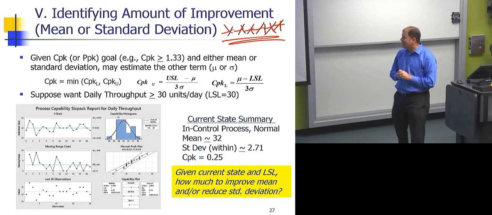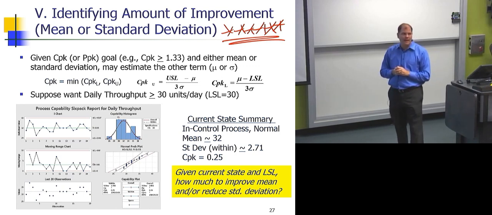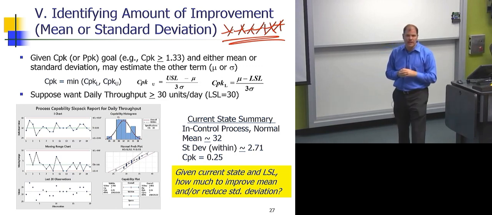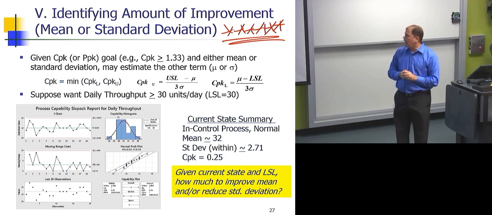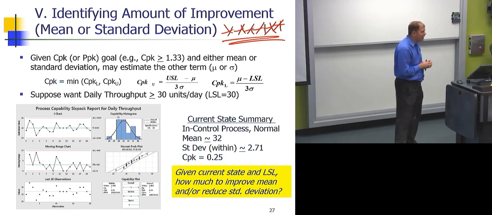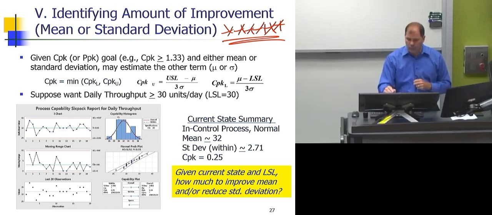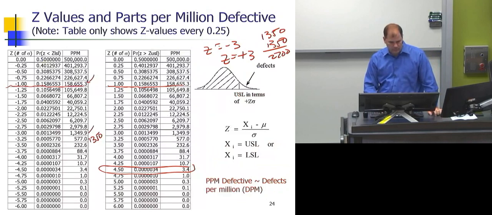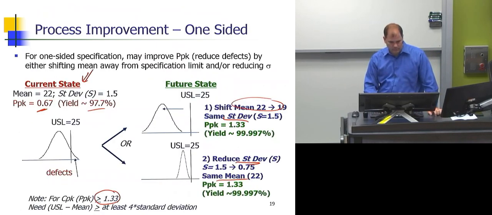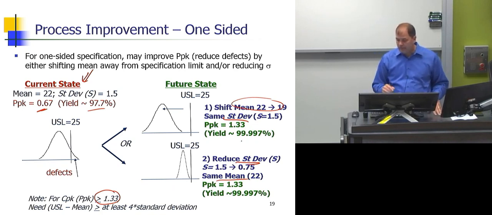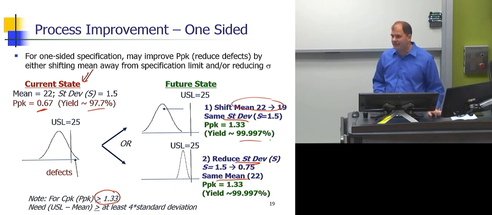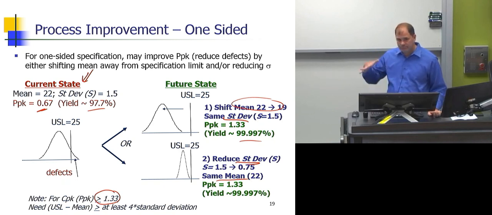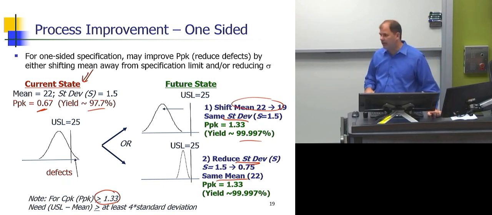All right, let's do an example. In this case, let's say we're keeping track of our daily throughput, number of units produced each day. Different example. And let's say the company has set a quality goal of 1.33. 1.33 is pretty good quality. It's 99.997%. A little bit of potential rounding, whatever, but it's very high quality.